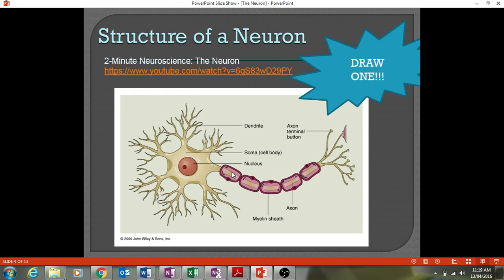This long tube here is the axon, which is attached to or finishes with the axon terminal, which is here. The myelin sheath is this protective purple covering around the axon, and we have the synapse, which is the gap between this neuron and the next one.